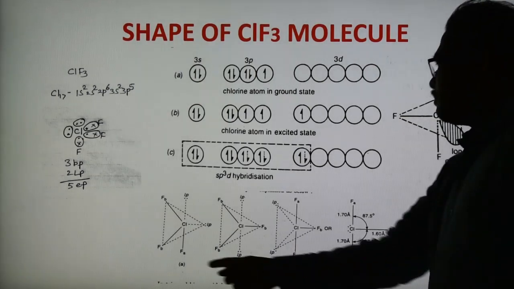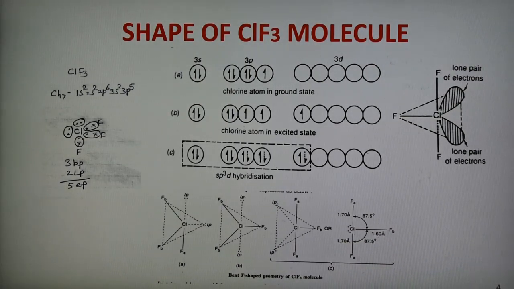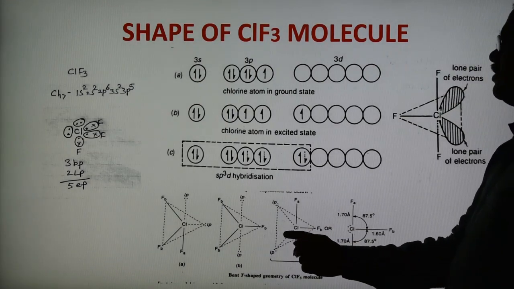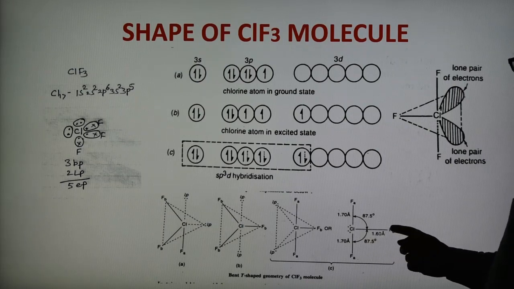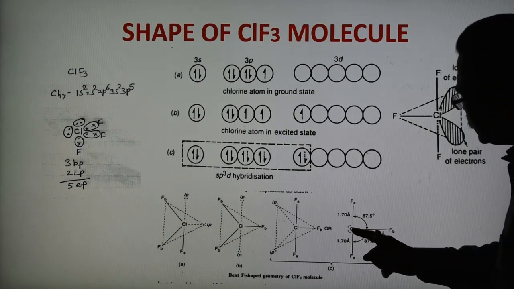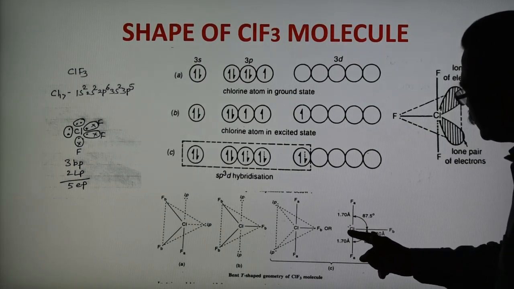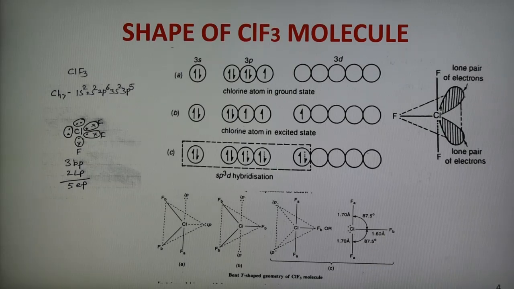So there are 3 possibilities, and therefore the shape can be as shown here. In this case there is a minimum repulsion, that is maximum stability, and that is why the shape may also be considered as a T-shape, because two are the lone pairs on the central atom Cl, one electron pair, second lone pair. So this is shown in the orbital where there is a lone pair of electrons.